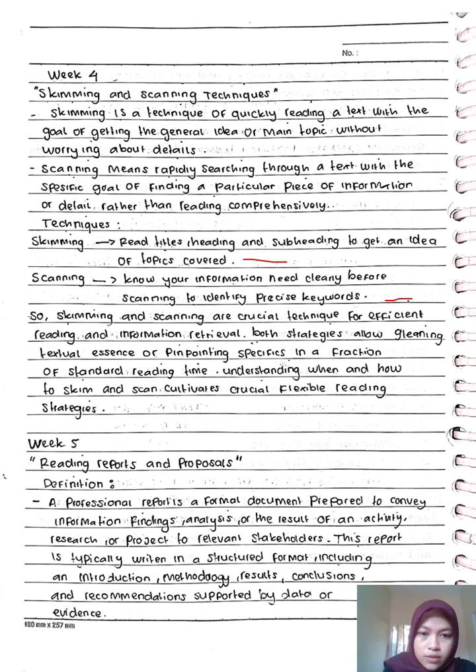And next, week 5, is reading reports and proposals. So the definition: a professional report is a formal document prepared to convey information, findings, and analysis of the result of an activity, research, or project to relevant stakeholders. This report is typically written in a structured format including an introduction, methodology, result, conclusion, and recommendation supported by data or evidence.